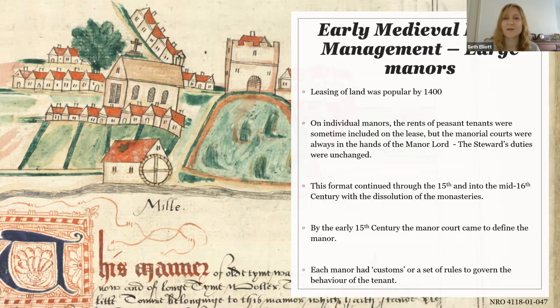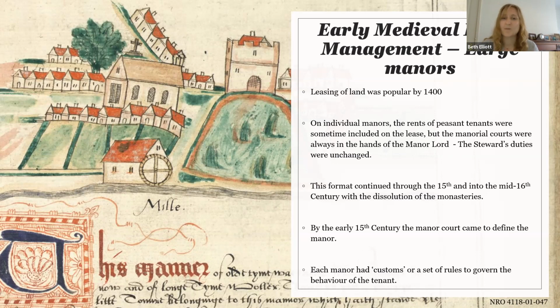It's also worth bearing in mind that by 1400 leasing of the land is quite popular. I think I've mentioned that briefly already, but the Lord might lease out the manors. In terms of the manorial documents, just bear in mind that the manorial courts always remain in the hands of the manor lord, and that the steward's duties remain the same. So it might not be overly clear from the manorial records that the land's been leased, depending on the records you're looking at.